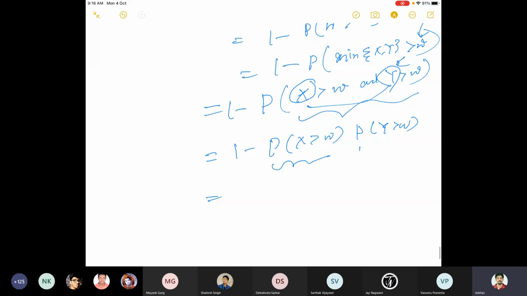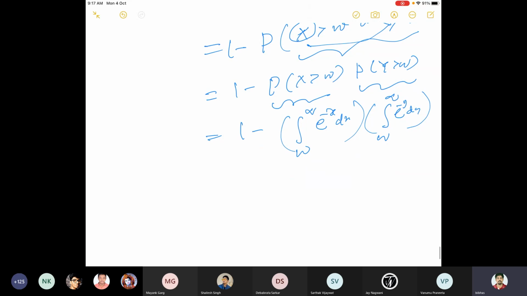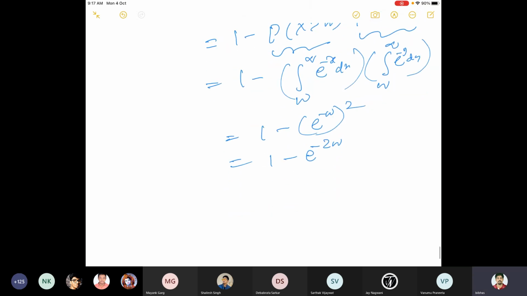Now I know what it is, because the PDFs are given to me. So this will be 1 minus the integral from w to infinity of f(x) dx, where f(x) is e to the power minus x, times the integral from w to infinity of e to the power minus y dy, because that is the PDF. So if I take that, it is 1 minus e to the power minus w, whole square, which is 1 minus e to the power minus 2w. This is the CDF, then I can find the PDF, which is the derivative with respect to w of capital G. So I can find this PDF.